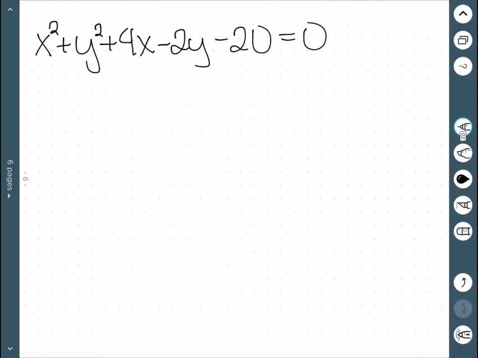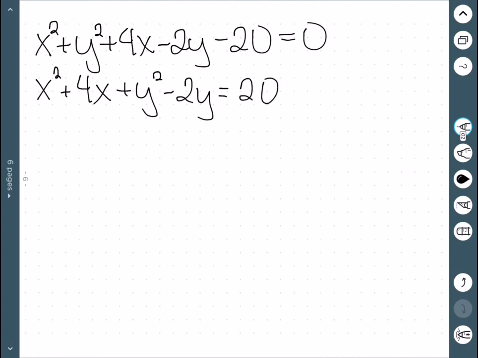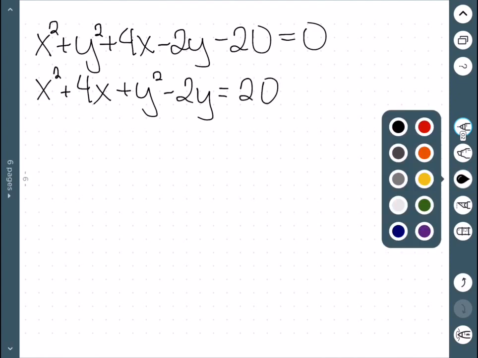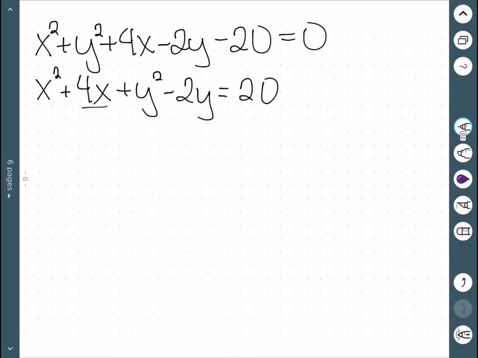We'll do one more like this. We start by regrouping so that my x's are together and my y's are together, and we add 20 to the other side. We're going to look at the number in front of x, divide by 2 and square it. 4 divided by 2 is 2, squared is 4. We also look at the number in front of y, divide by 2 and square it. This is −1 squared, which is 1.